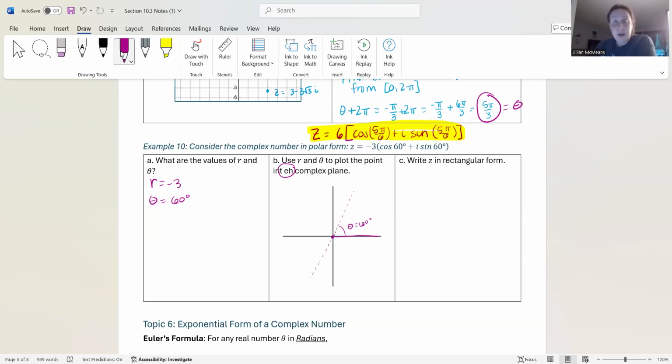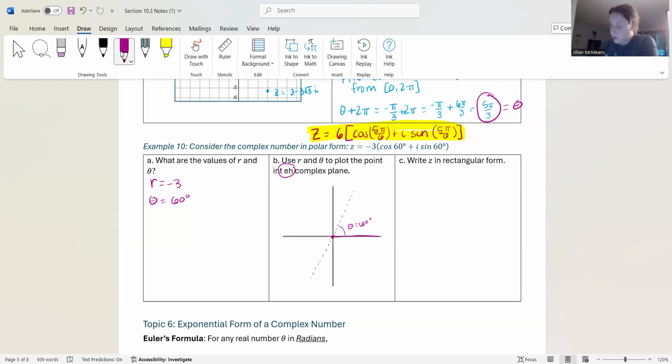If r is positive, it's going to be some distance from the pole along the terminal side of your angle. If r is negative, it's going to be some distance from the pole in the opposite direction of the terminal side of your angle.